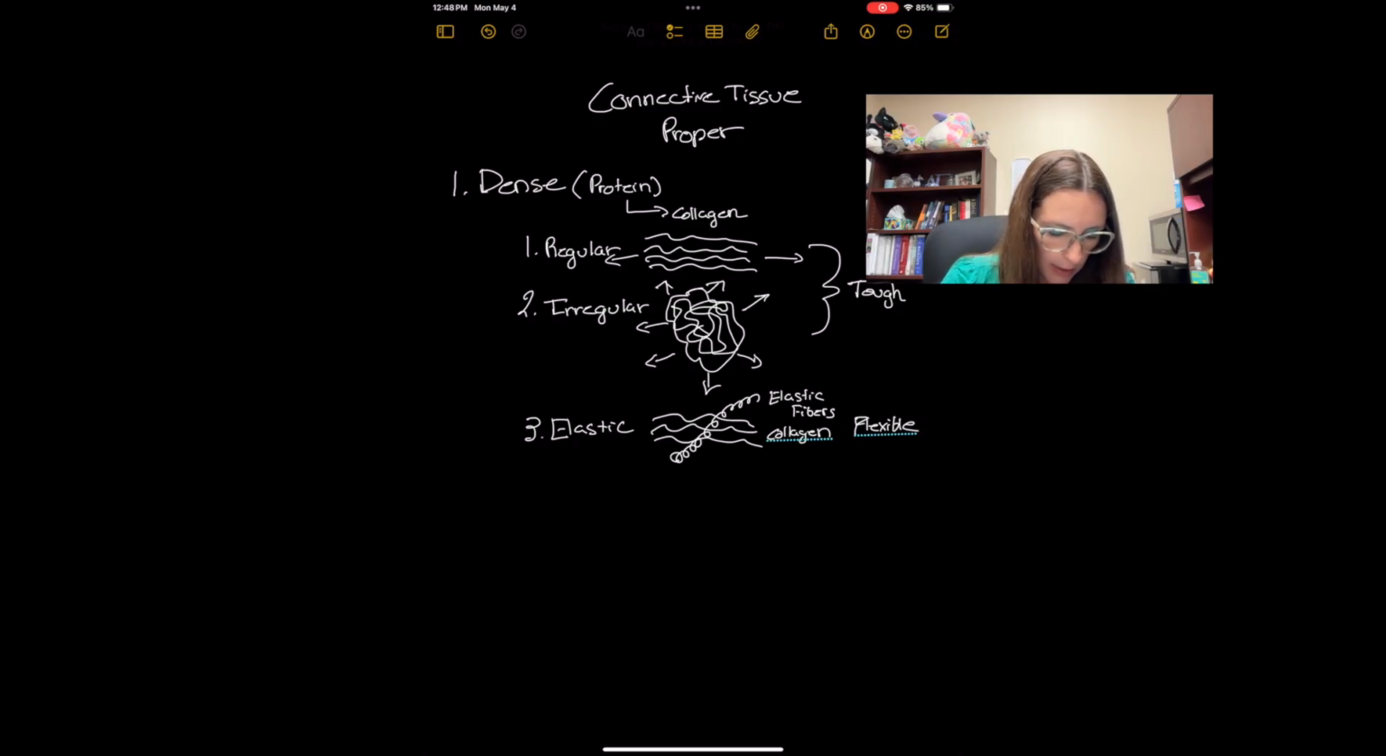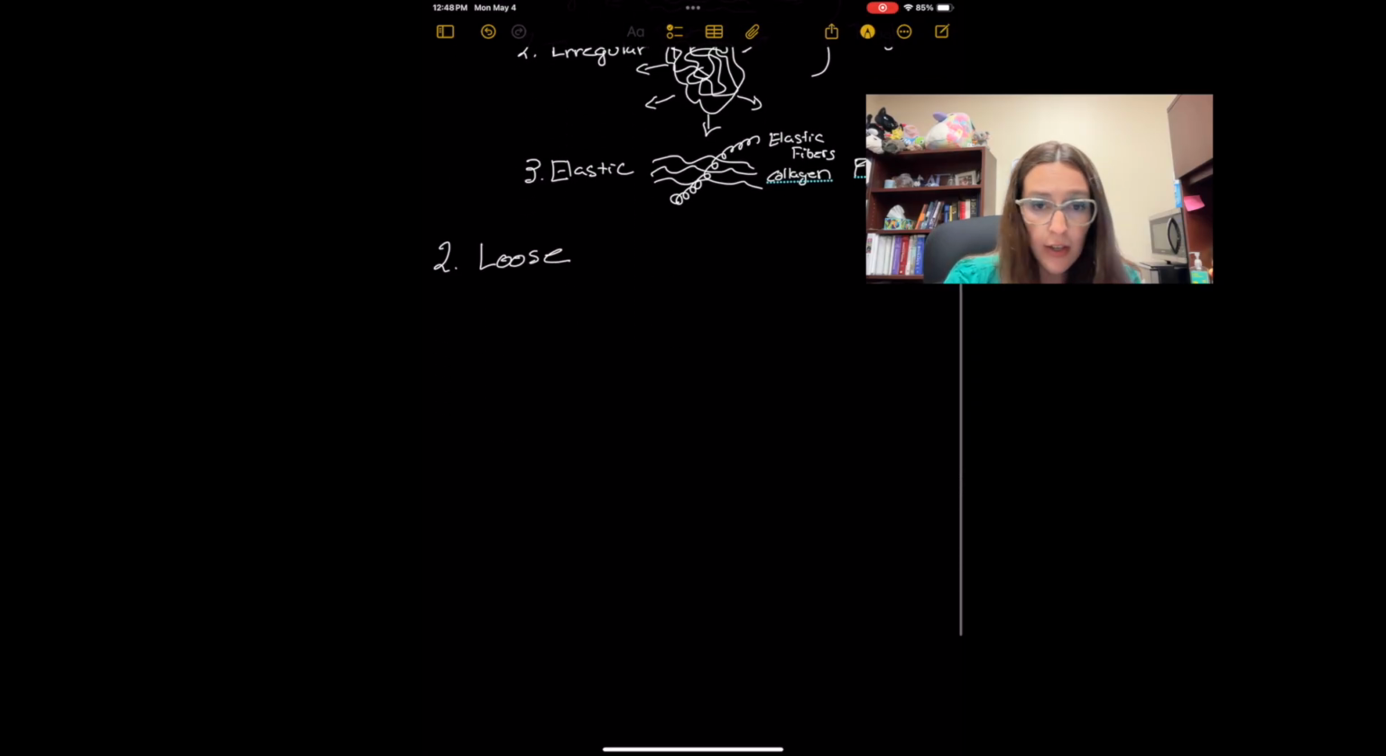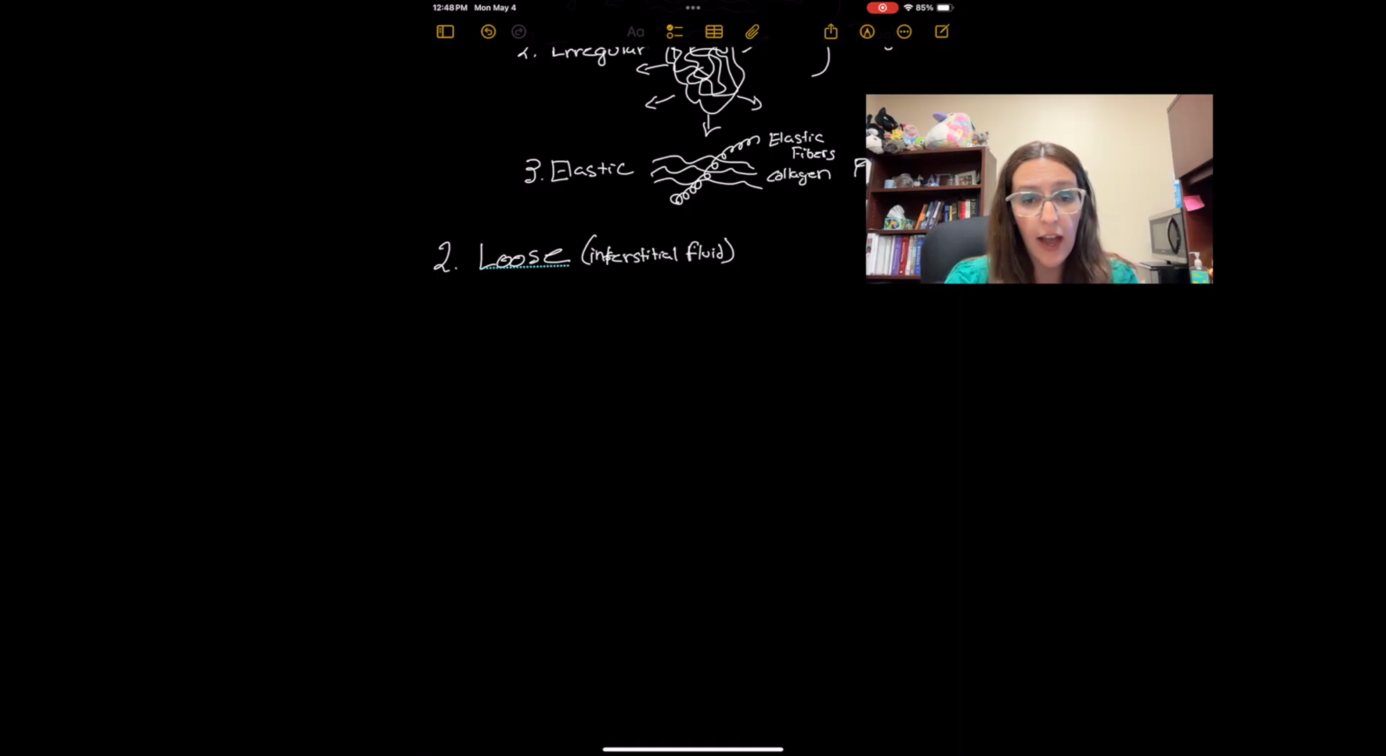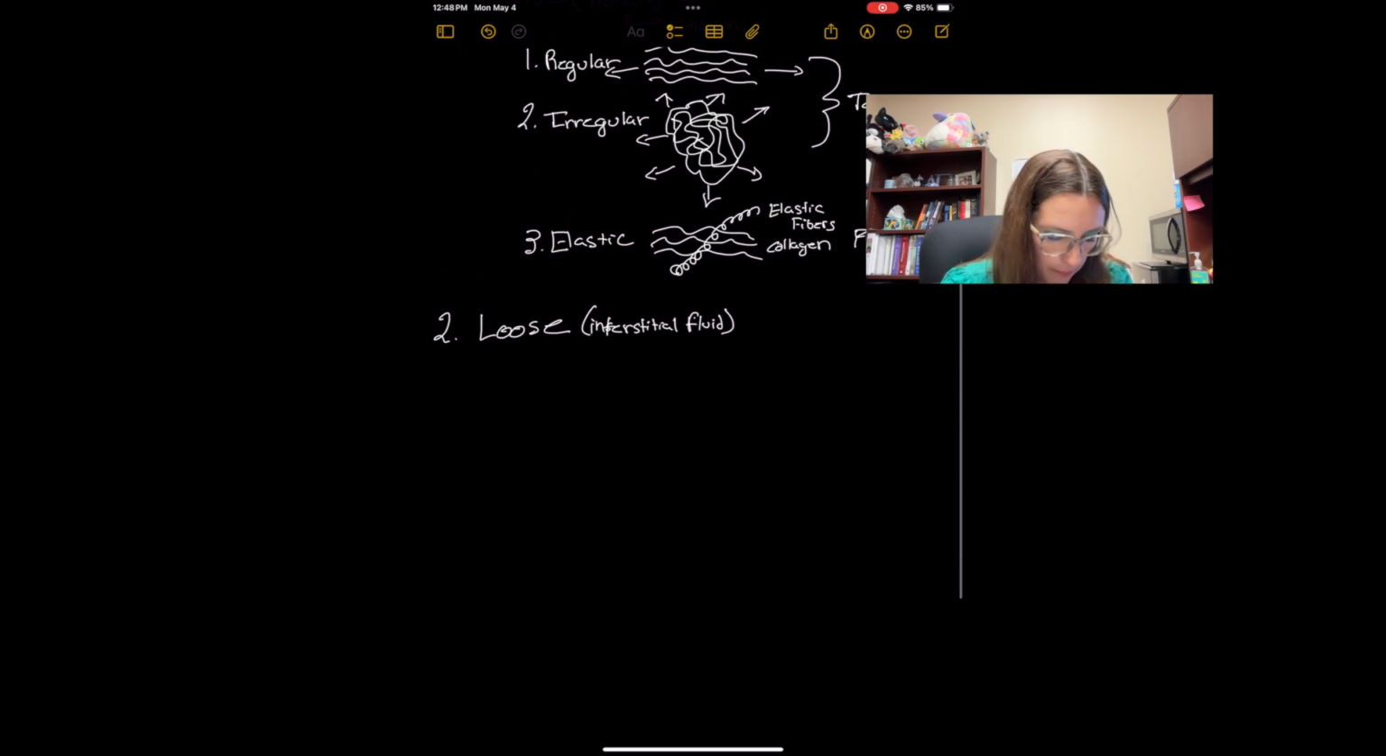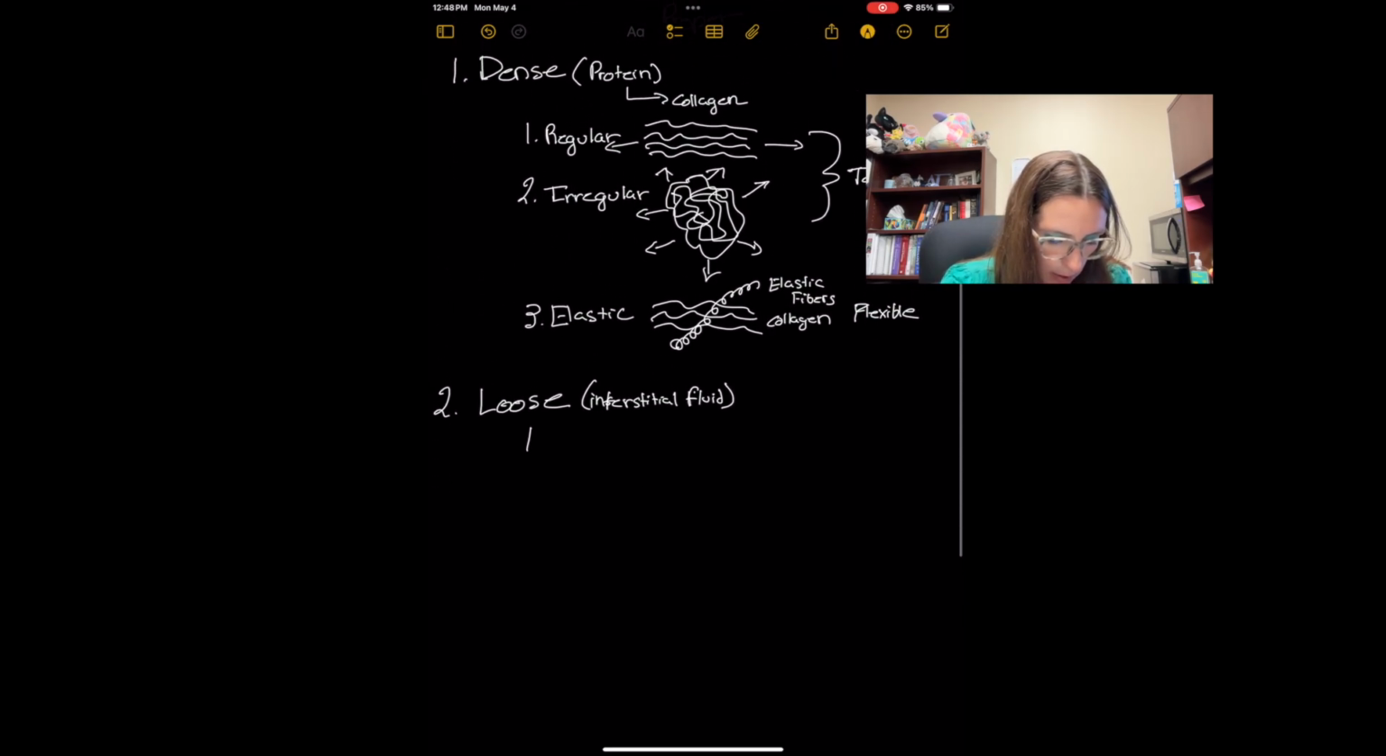The second of connective tissue propers is the loose. And our loose connective tissue propers are going to have more interstitial fluid. Interstitial fluid. I want to point out they do still have protein. It's just not necessarily as much, and it won't be as big of a role in the tissue as the fluid. Okay. So of these, there's also three. The first is going to be reticular.